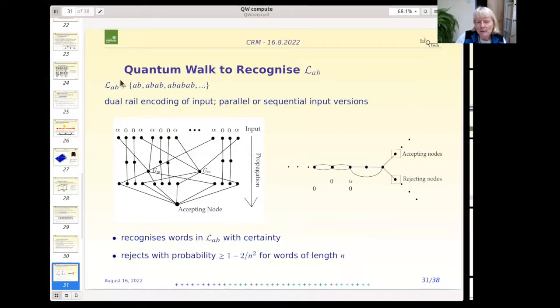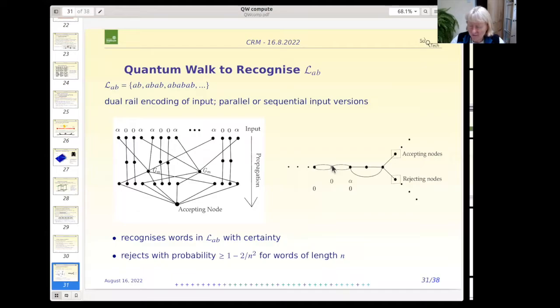So here's an example. If we want to recognize this language, we can do parallel input. It's a dual rail input, and alpha here is the A, and the 0 is not B, and 0 here, but alpha there is the B. So we have A, B, and so on all the way along. And then we join them up with these two bigger Grover vertices. And if it matches up, we'll get to the accepting node. And if not, it will bounce around and never arrive here.